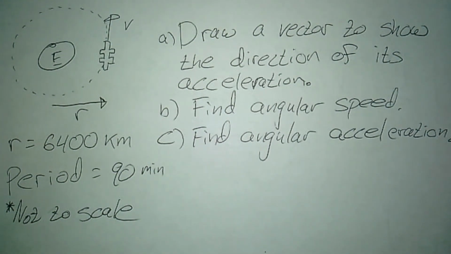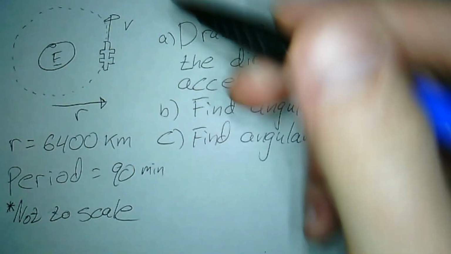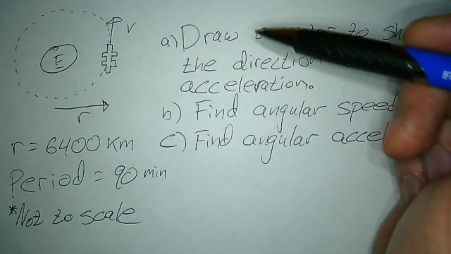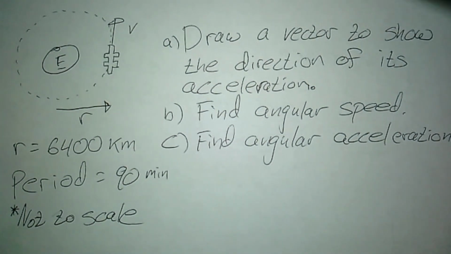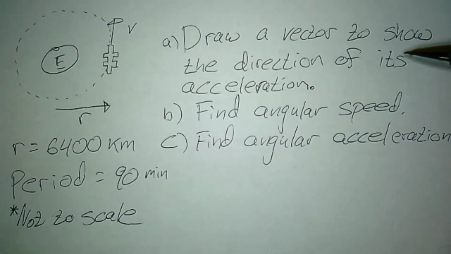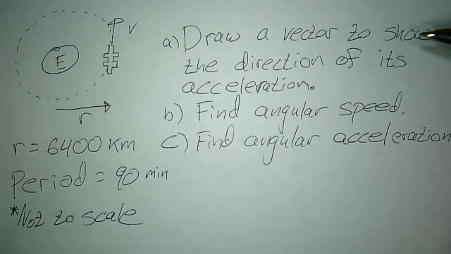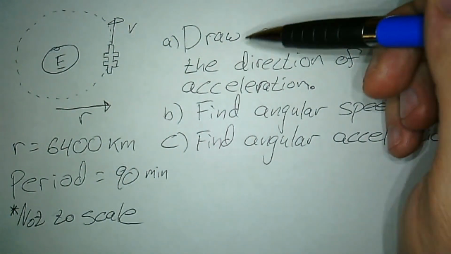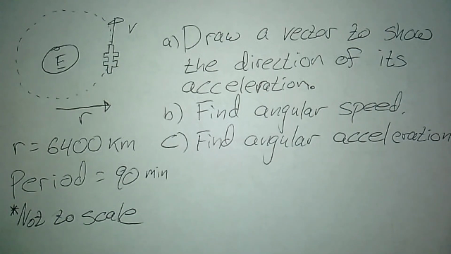So on this picture, the linear speed of the International Space Station is this way, so it's going to travel in a relatively circular orbit. So the first thing we want to do is draw a vector to show the direction of its acceleration. Well, this is one of those circular motion gravitation problems that we've done before. The first thing we need to consider is what are the forces acting on it?